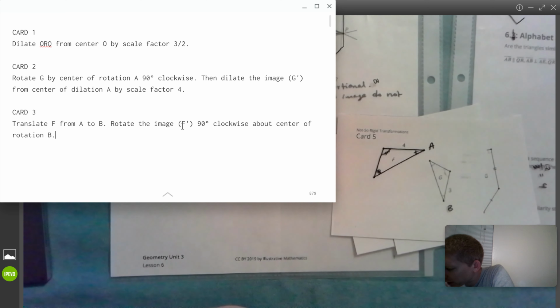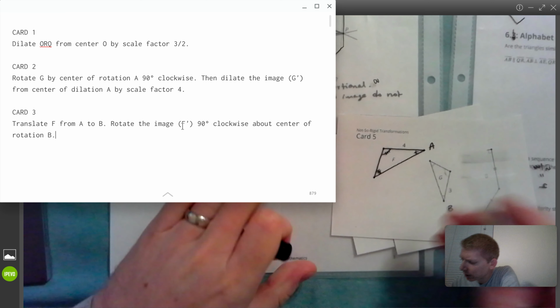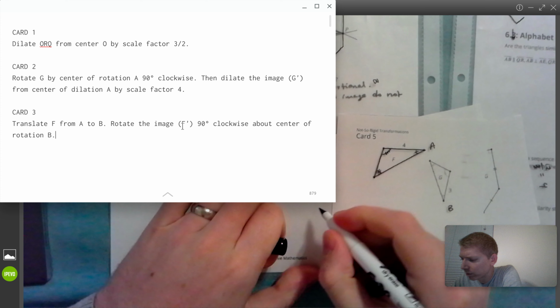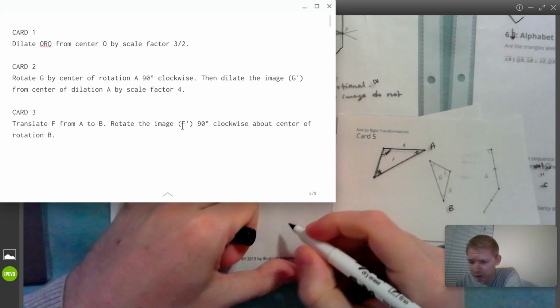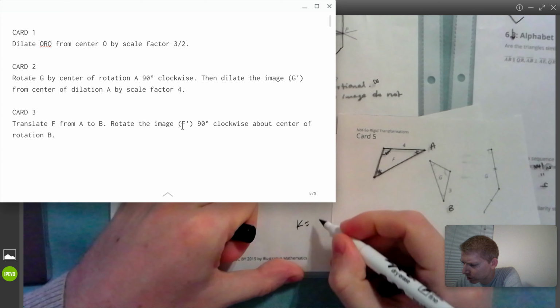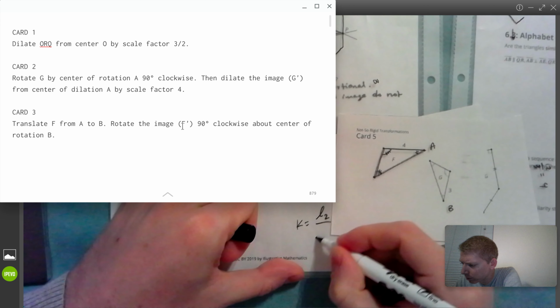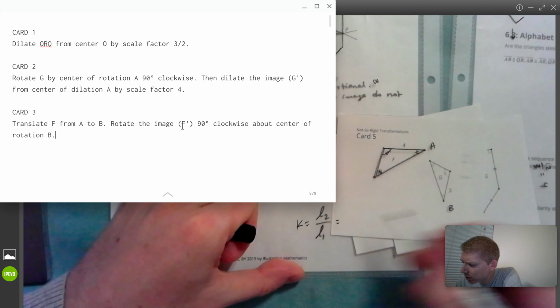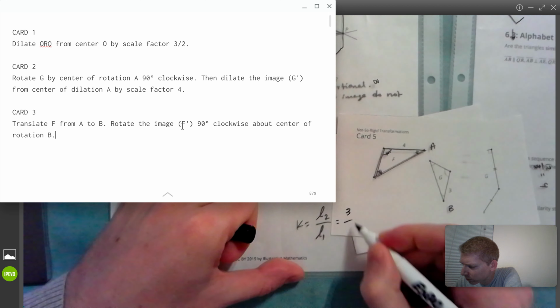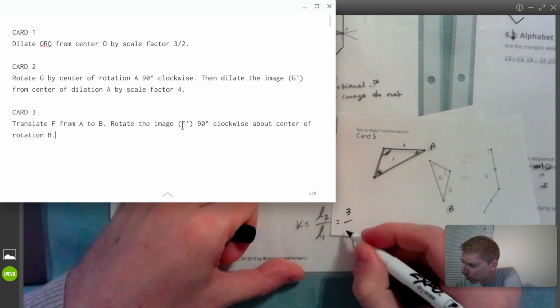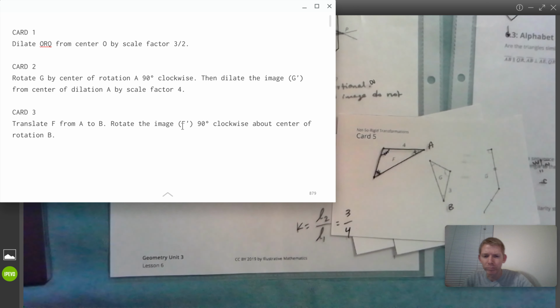And we also need a scale factor. All right, so in this case, we're going to have our scale factor. Let's see, I'll put this right here. Scale factor is equal to our new length divided by our original length. And in this case, our new length is 3, and our original length was 4. So that's going to be our scale factor.